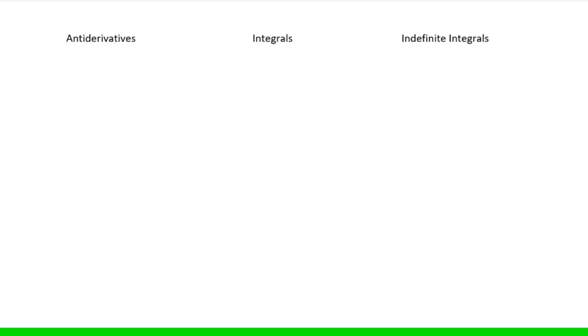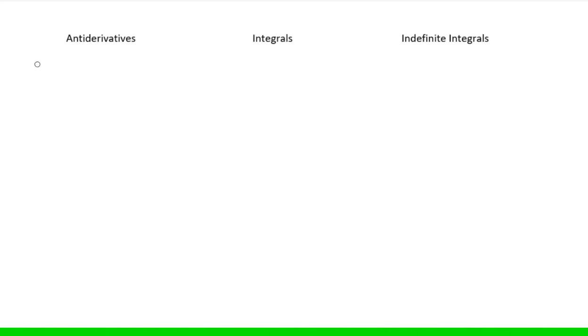In this video, we are going to introduce the idea of an indefinite integral. Now, we've already talked about antiderivatives. We've talked about integrals. So why would we need to talk about something called the indefinite integral? Well, it'll help to think about what each of these three things means.